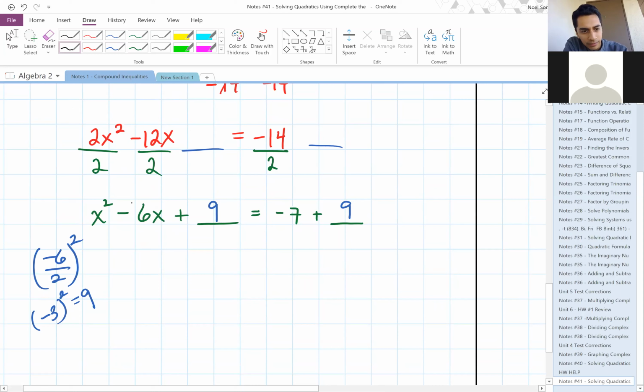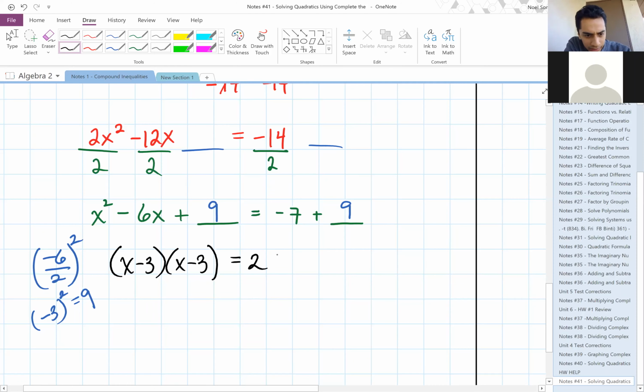So from here, go ahead and factor, right? We've seen this before. Like I said, with the perfect square trinomials, there's only so many of them, so you're going to end up getting the same expressions over and over. In this particular case, what we get now is x minus 3, right? Because negative 3 times negative 3 gives us positive 9, but it adds up to negative 6. So you get x minus 3 times x minus 3 is equal to negative 7 plus 9, which is just 2.